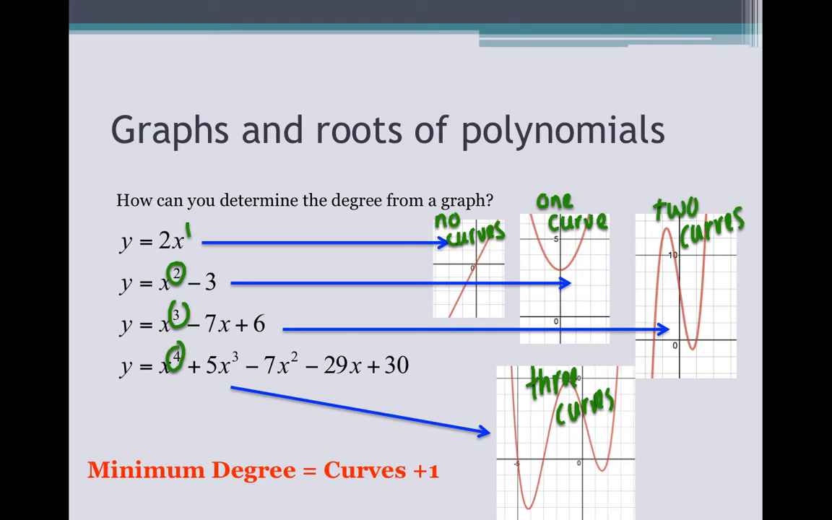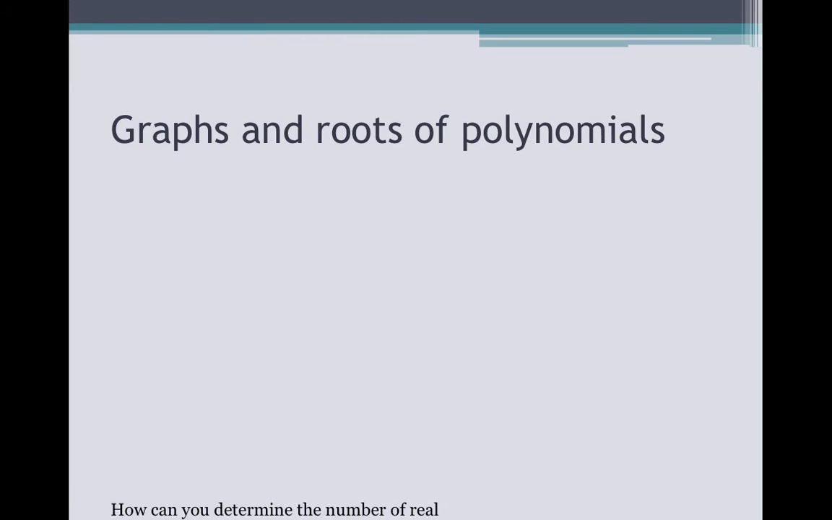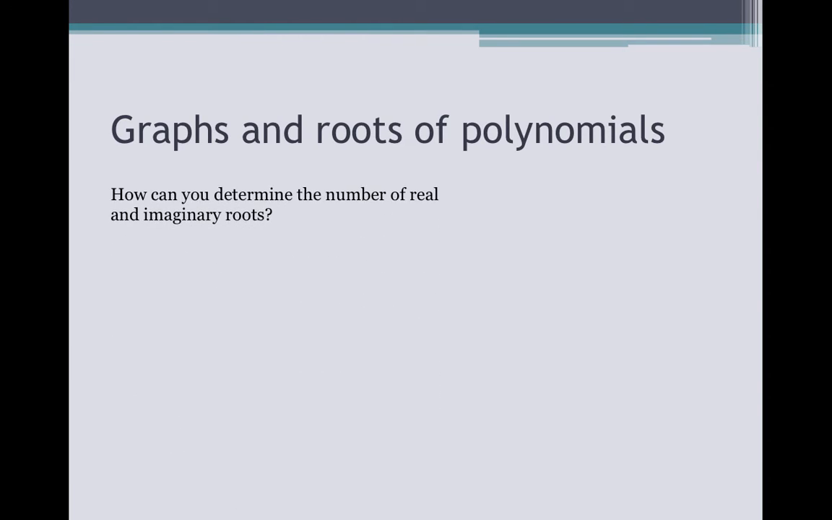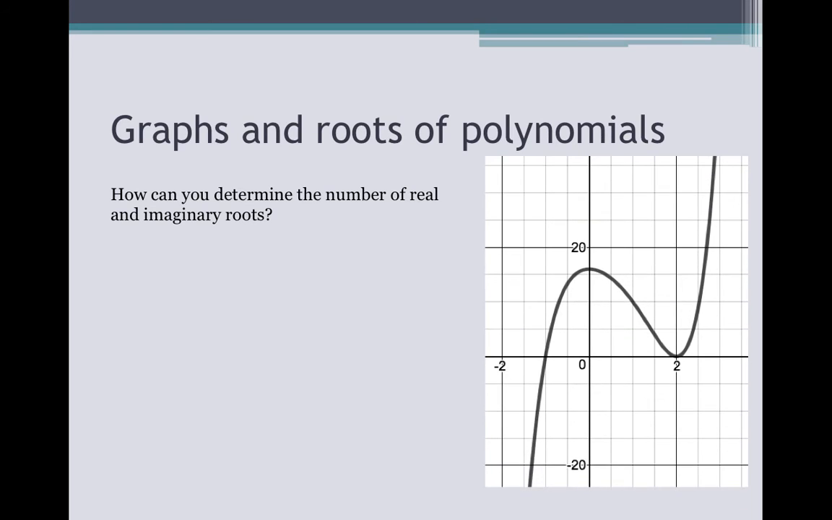If you didn't have the equations here and you just had the graphs, you would know only that the smallest this first one could be is 1. The smallest the second degree here could be is 2. The smallest this could be here is 3. And the smallest this degree of the last one would be 4. So the degree of the function, the minimum degree, is the curves of the function plus 1.